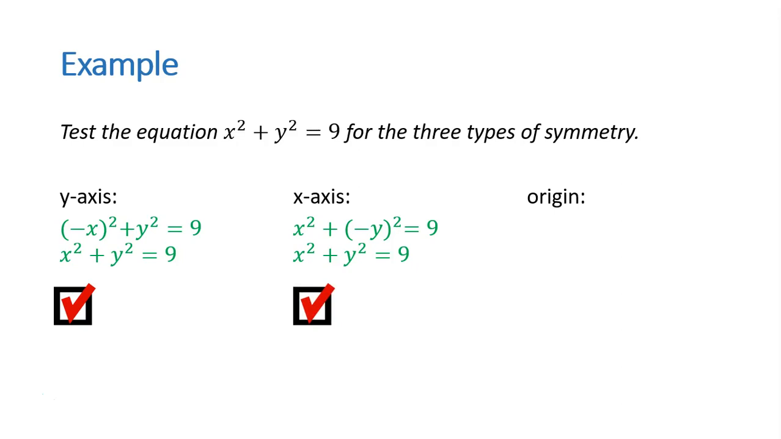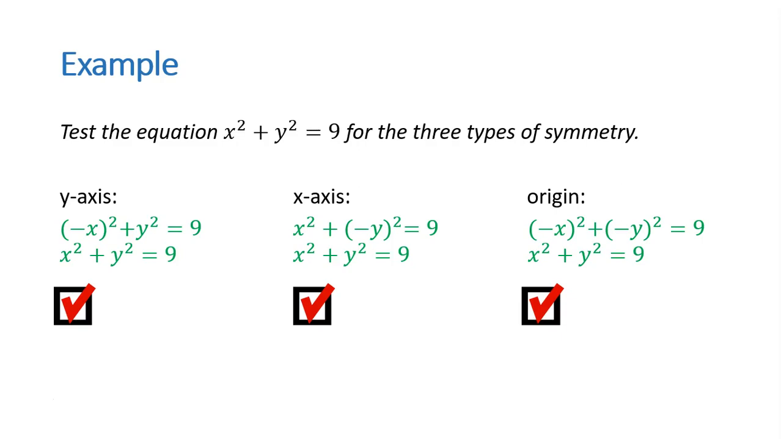So in theory, we know origin symmetry should work. We either have one type of symmetry, no symmetries at all, or we have all three. But let's prove that origin symmetry is going to apply. So now we're plugging in a negative x and a negative y, and we want to eliminate both of those negatives. Both the x and the y are being squared, which means both negatives will be eliminated. We'll have the original equation we started with, so we have origin symmetry as well. So this is one example of an equation that has all three types of symmetry.